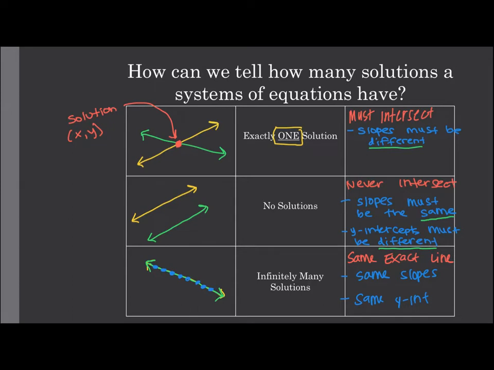So again, if you have a system of equations that has two equations, you have the option of getting one solution, no solution, or infinitely many solutions. So let's try one.